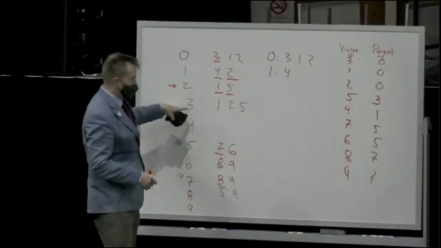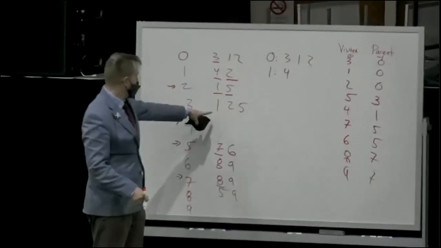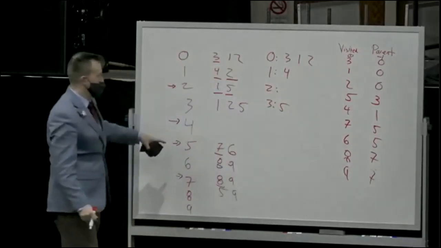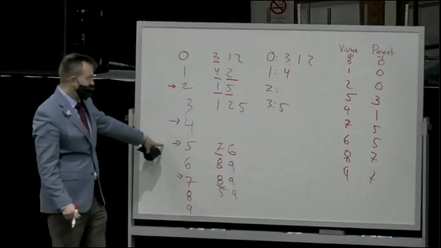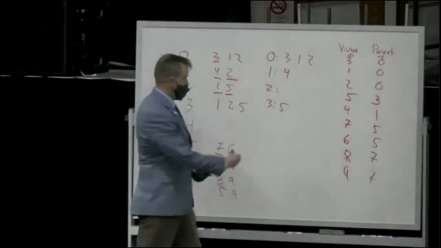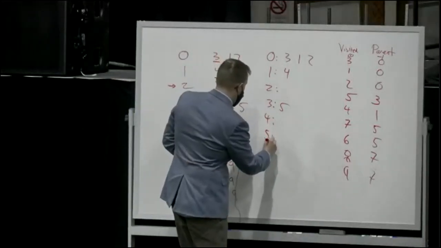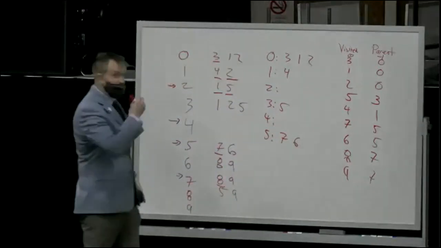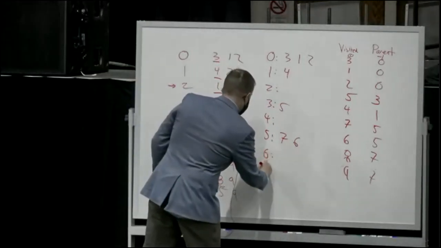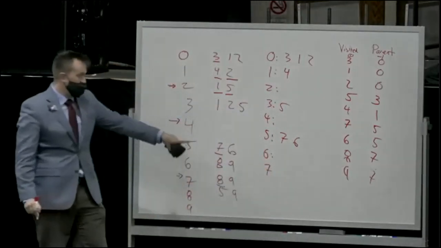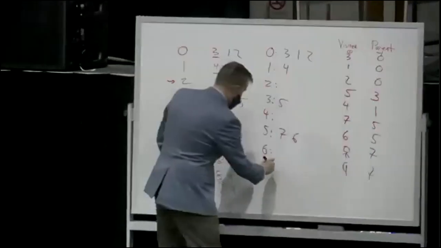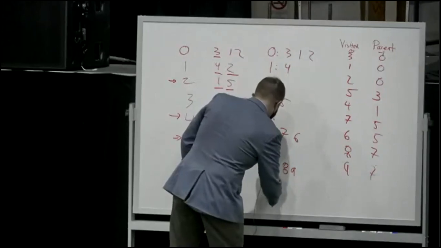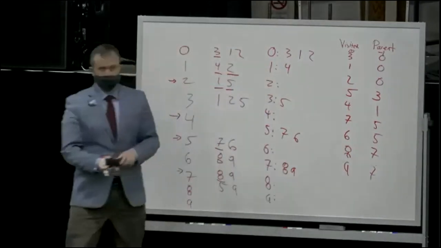So 3 is the parent of 5 only. 4 is not a parent of anything. 5 is the parent of 7 and 6. 6 is not the parent of anything. It's another destination. 7 is the parent of 8 and 9, so we're going to put it in the exact same order. And then both 8 and 9 don't have anything there.